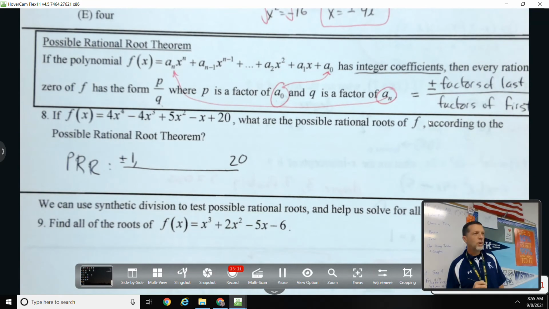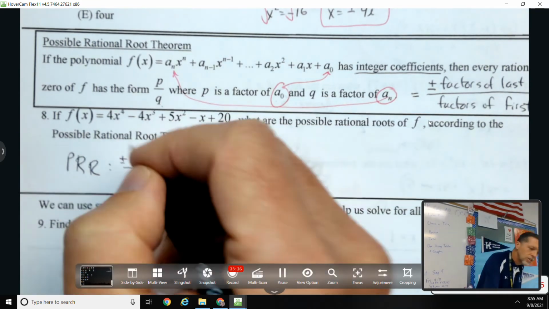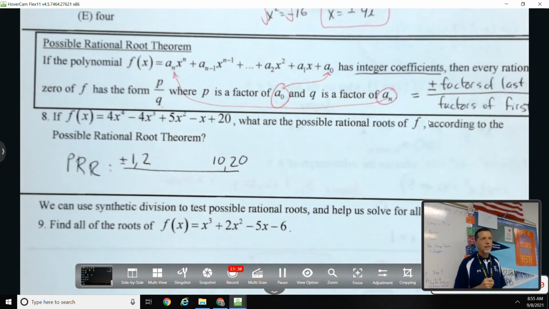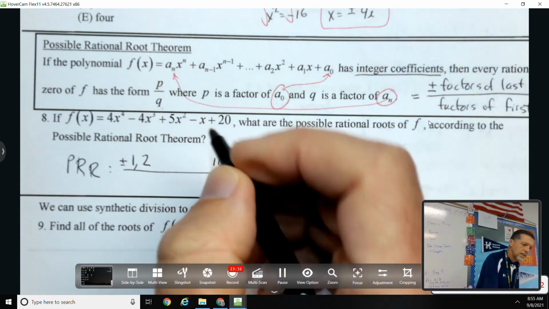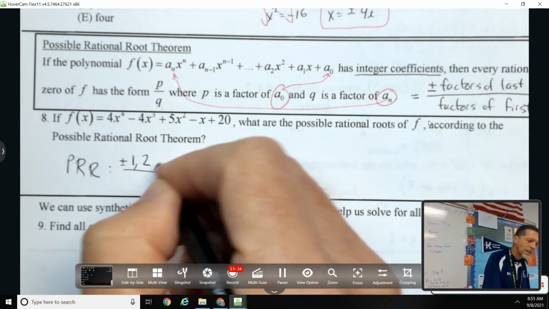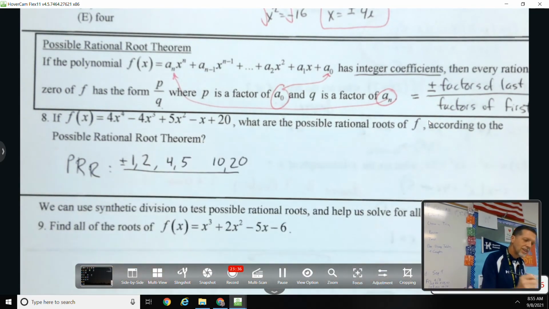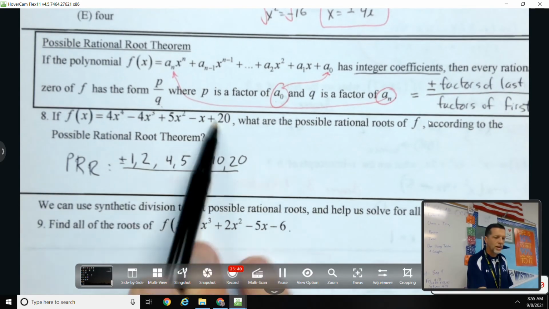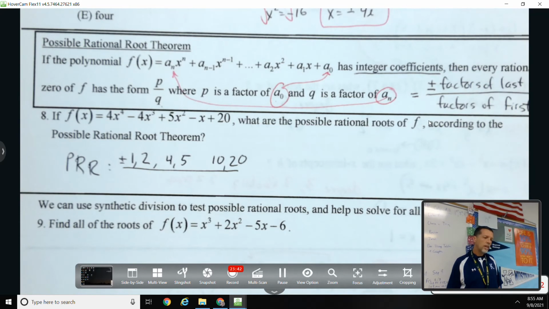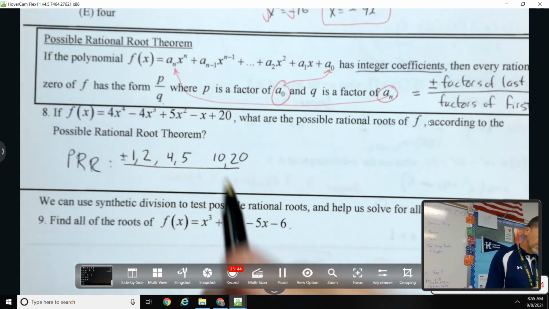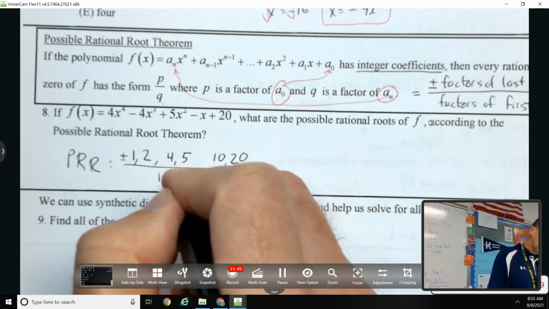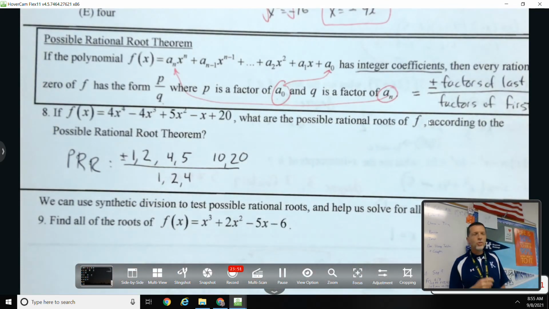There's 1 and 20. What's another pair? 2 and 10. 4 and 5. Yeah, either way. And then we've kind of met in the middle, so we're out of factors of 20. How about factors of 4? 1 and 4 and then 2 and 2, but I don't want to list it twice.